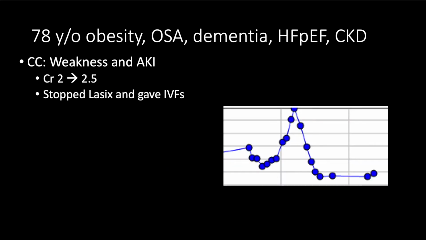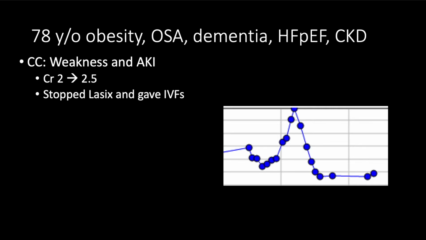All right, I think this is our last case. So let's go over this case: a 78-year-old male with obesity, OSA, dementia, heart failure with preserved ejection fraction, and chronic kidney disease. He came in with weakness and acute kidney injury.